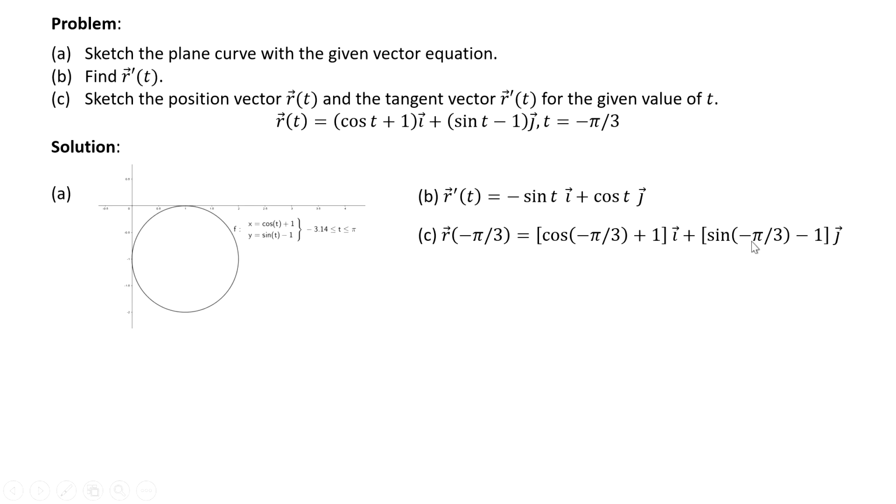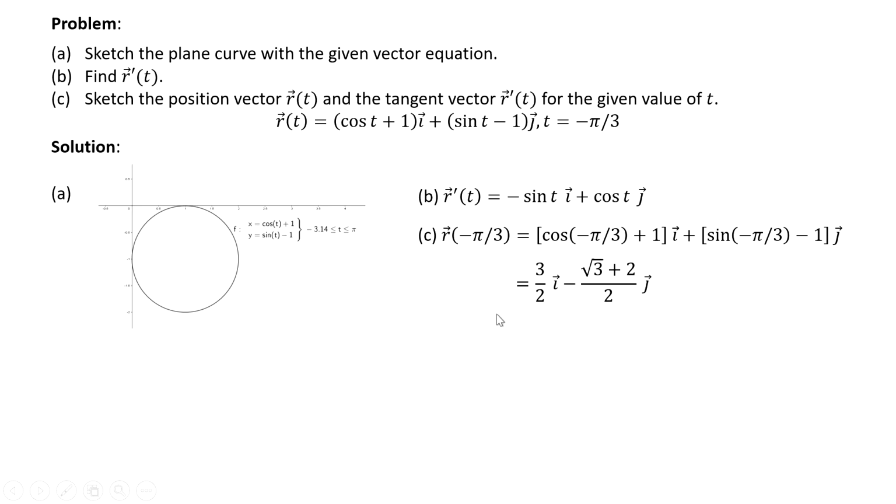Negative square root of 3/2 minus 1, that's some value. Basically negative square root of 3/2 minus 1. I factored out a negative, added those fractions, and we get this. Yeah, cool. So what did we do? We at least figured out what r of t is at that t value of negative pi thirds.